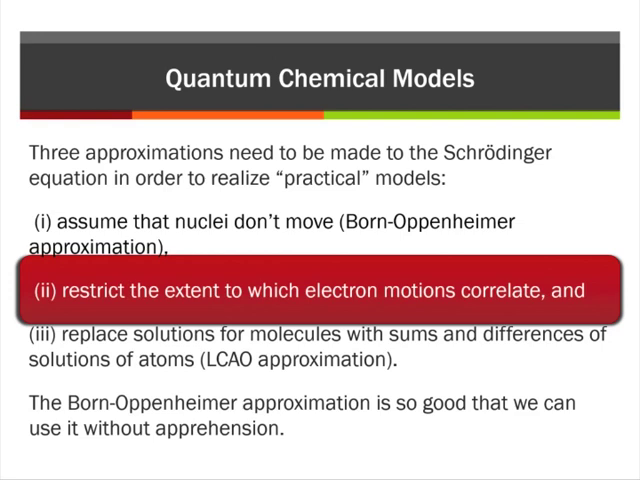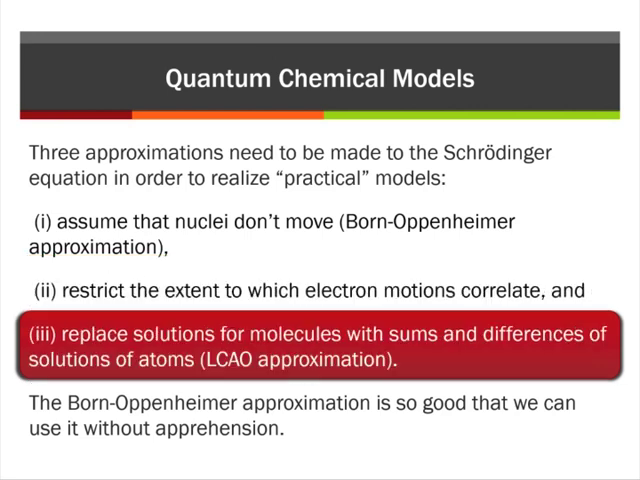The second one is that we have to restrict the extent to which electrons know about each other. The formal word is correlate. This simply says we can restrict it such that they don't know about each other at all. They're independent, all the way to they know everything about each other. Now, that's the second approximation. I'll get to that in a second.